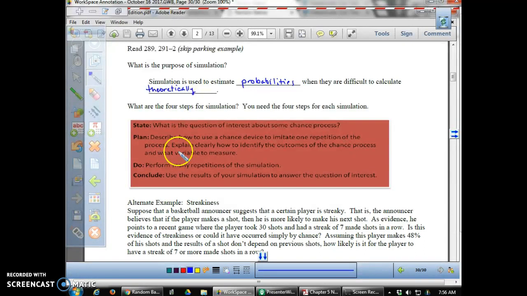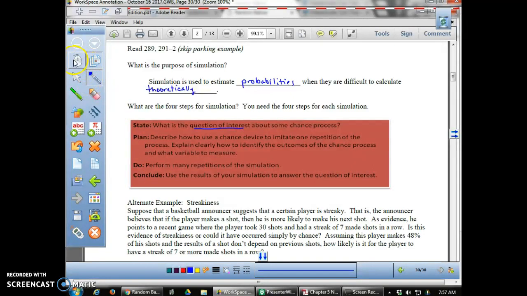So what are the 4 steps? First, state the question of interest. What are you trying to figure out? Describe how to use a chance device to imitate one repetition of the process. Explain clearly how to identify the outcomes of the chance process and what variable to measure. And perform many repetitions of the simulation and use the results to answer the question of interest. We are basically laying the foundation for inference here, so I just want to make sure you understand that.